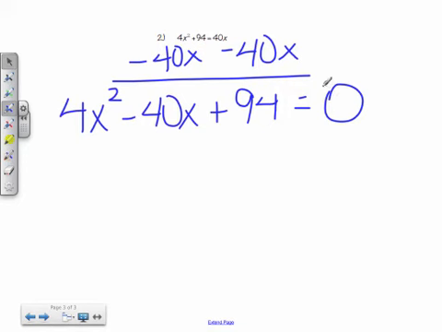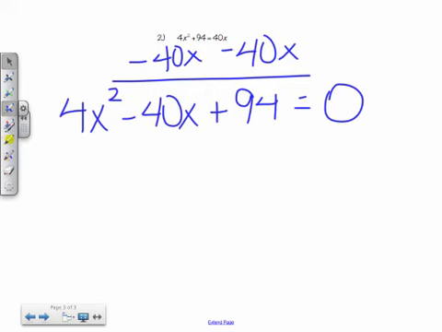It doesn't matter what's on this side. It's just a coincidence that it ended up being 0. Not a coincidence, but it just happened in this example that it ended up being 0. It doesn't always have to be 0. So what I'm going to do is take my ax squared and my bx, but I need to make sure that the ax squared has a leading coefficient of 1.